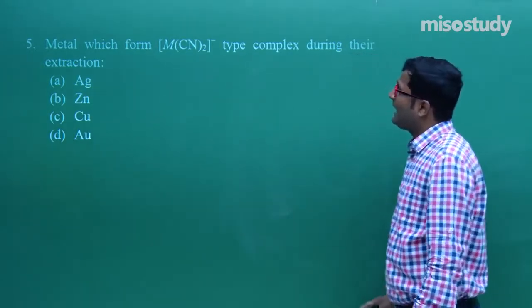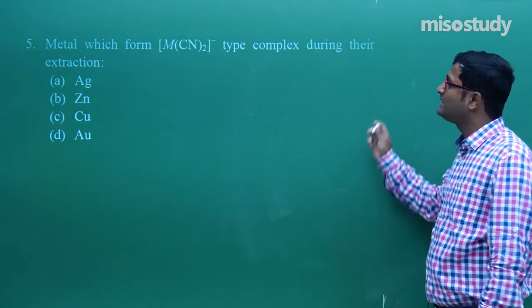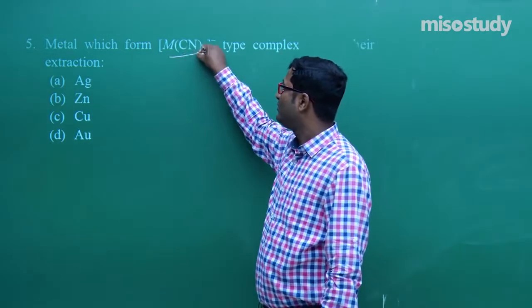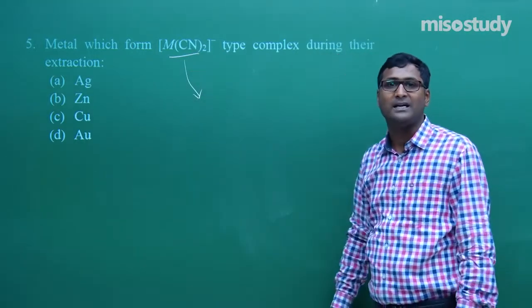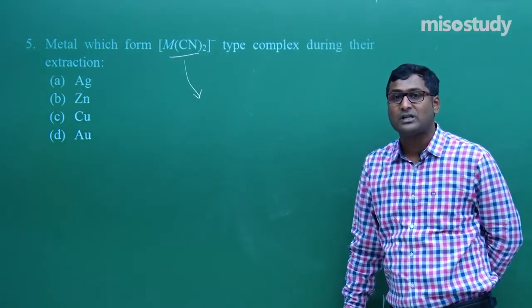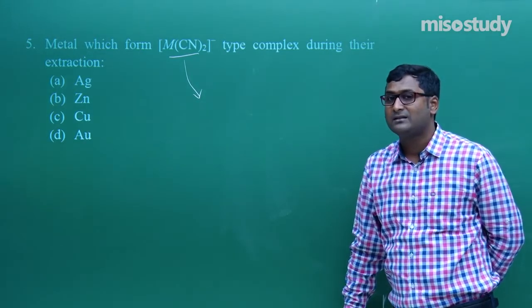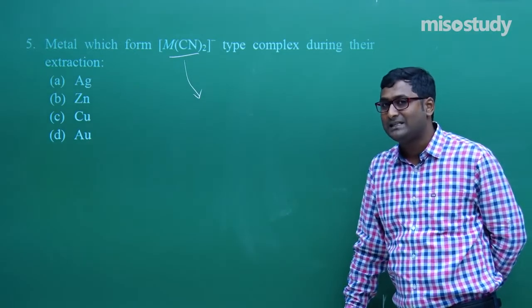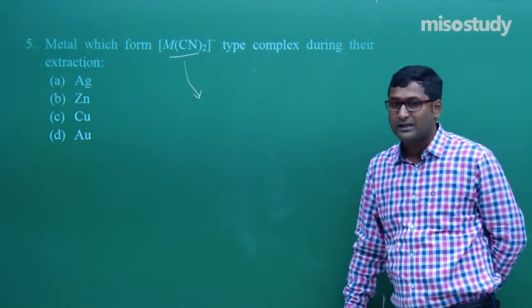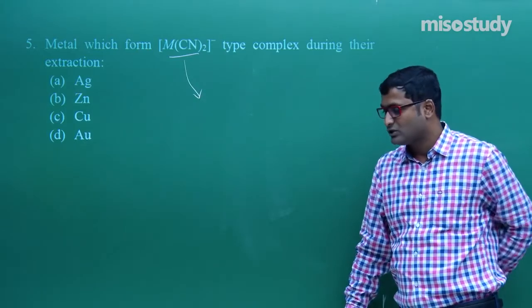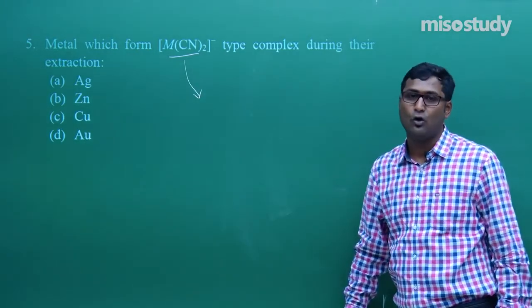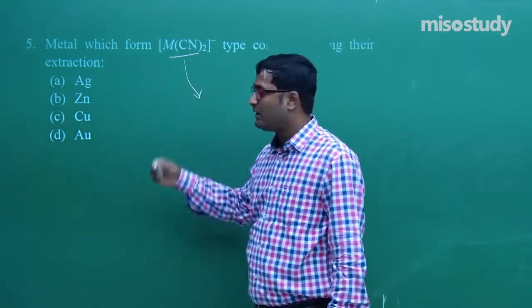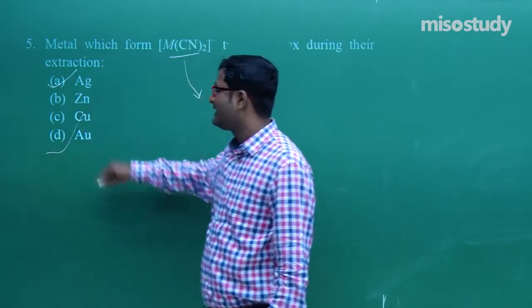Metal which forms M(CN)2 complex. As we know, complex formation takes place when treated with cyanide solution. This method is the leaching process, and in leaching, which metal is suitable? As we know, low grade ores like Ag and Au. So for this question, what will happen? A and D is the correct option.